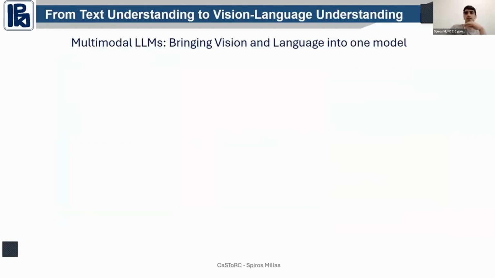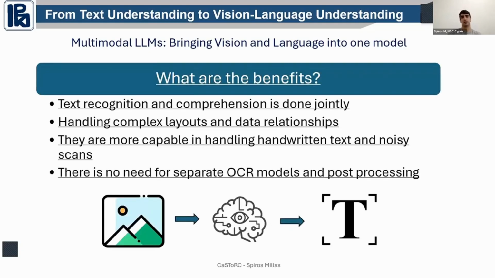So far, everything we looked at still follows a two-step process. First, you have the OCR that reads the text, and then the LLM that interprets it. But with this latest generation of multimodal LLMs, that separation begins to disappear. These models can see an image, and also understand and transcribe it to you at the same time. So you have essentially recognition and comprehension done jointly by the same model.